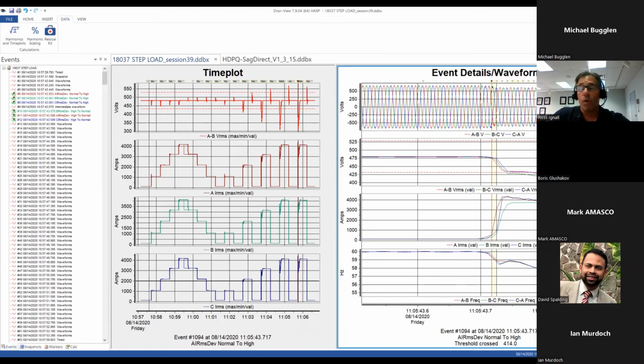Okay, and Ken just brought up a good point that this capability is only available in DranView Enterprise. So when you purchase our PQ packages, if you purchase an HDPQ Visa package, it has DranView Pro bundled in it. It has many of the features here, but does not have the same feature set as DranView Enterprise. When you purchase the HDPQ Guide or the HDPQ Explorer or Explorer 400, that comes kitted with DranView Enterprise, which includes this capability, the harmonic and time plot calculator, and a whole bunch of other capabilities.